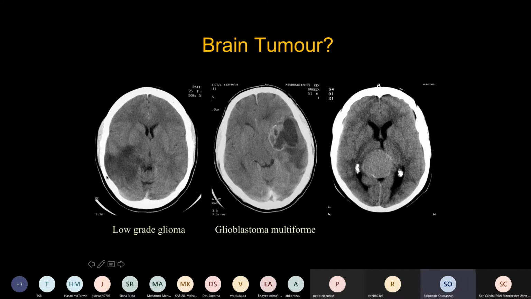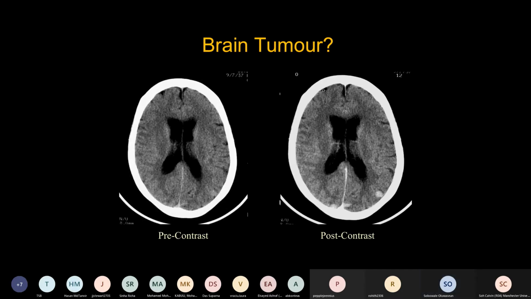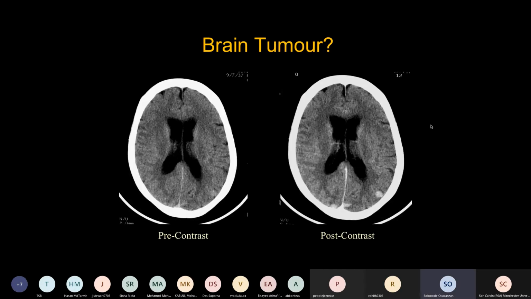There's a low-grade glioma, glioblastoma, and meningioma. So all these three are brain tumors. So is there a brain tumor on this? You have a pre-contrast and a post-contrast scan. And if you follow this, you find that there are bits that enhance with contrast, and so actually there are multiple lesions. These are metastases. So there's always a tendency to ask for a post-contrast CT scan when you see an abnormality in pre-contrast, to see whether there's any more.